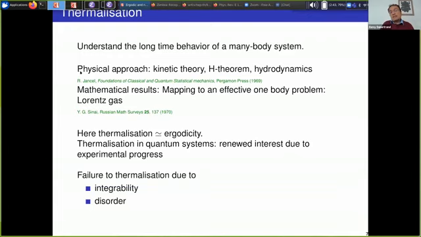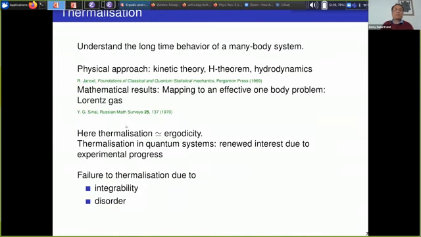To understand it, there have been several approaches. For example, in physics, there has been the kinetic theory using the H theorem, and then a hydrodynamical approach. And we are probably going to hear more about this, especially for integrable systems, later today. And on the mathematical side, having a rigorous result to state and prove the ergodic principle, at least to my knowledge, only works for the Lorentz gas, where we can map the problem into an effective one-body problem.